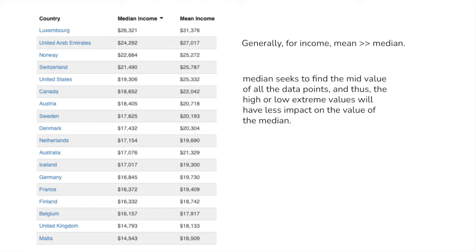The value of median, as seen in all the data points above, are much lower than the mean because median seeks to find the mid value of all data points, and thus the high or low extreme values will have less impact on the value of the median.